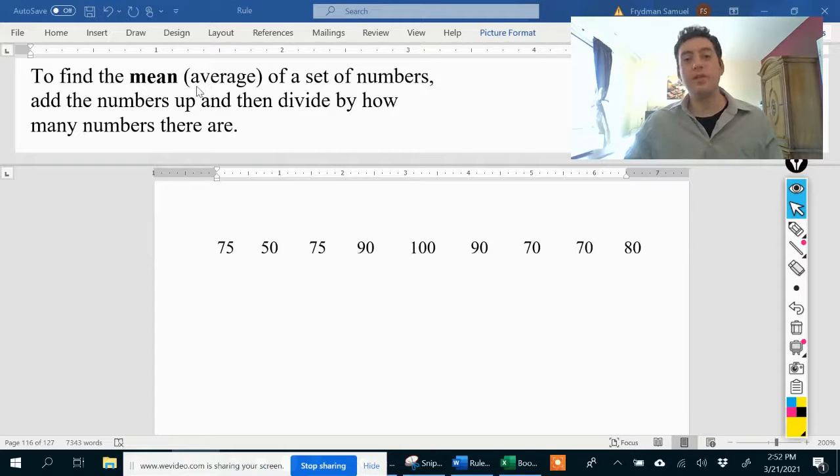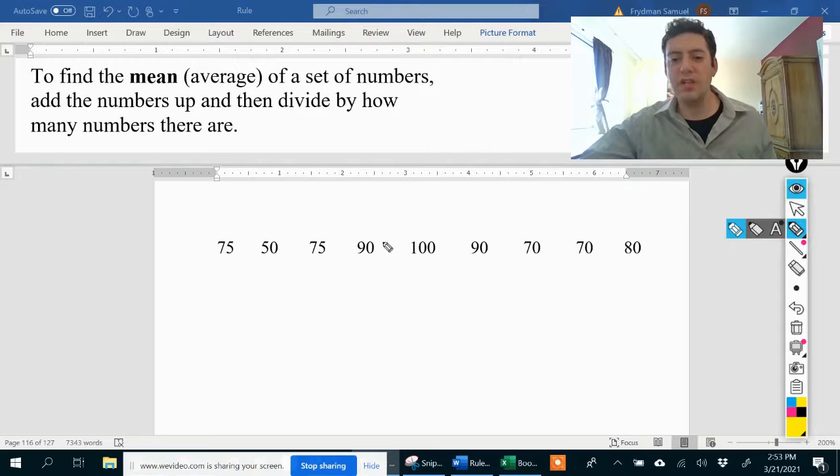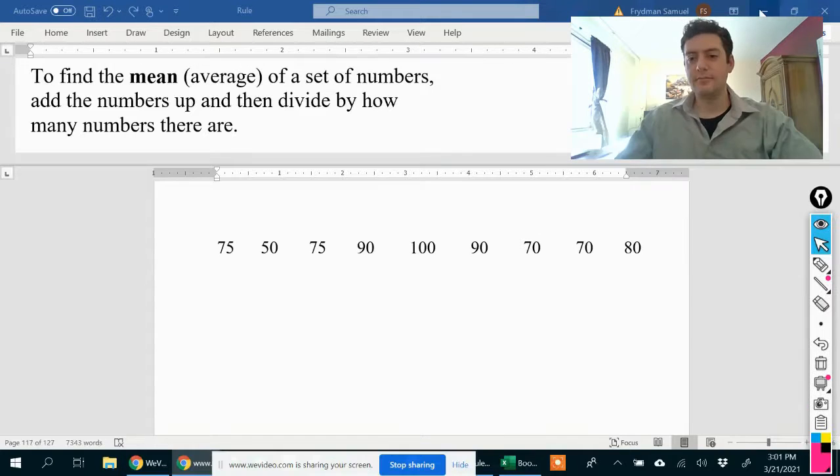to find the mean or the average of a set of numbers, add the numbers up and then divide by how many numbers there are. Okay, so simple enough. So here we see we have a data set over here, a bunch of numbers which maybe refers to student test scores, or maybe it refers to how long it took people to complete some task, how many minutes. It could refer to a lot of things, but let's just focus on the numbers and calculating the mean. First thing we're going to do is add the numbers up.